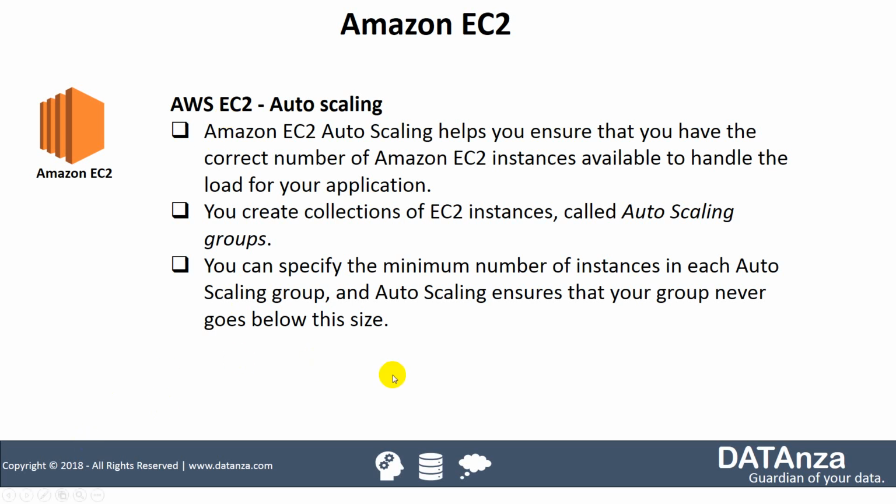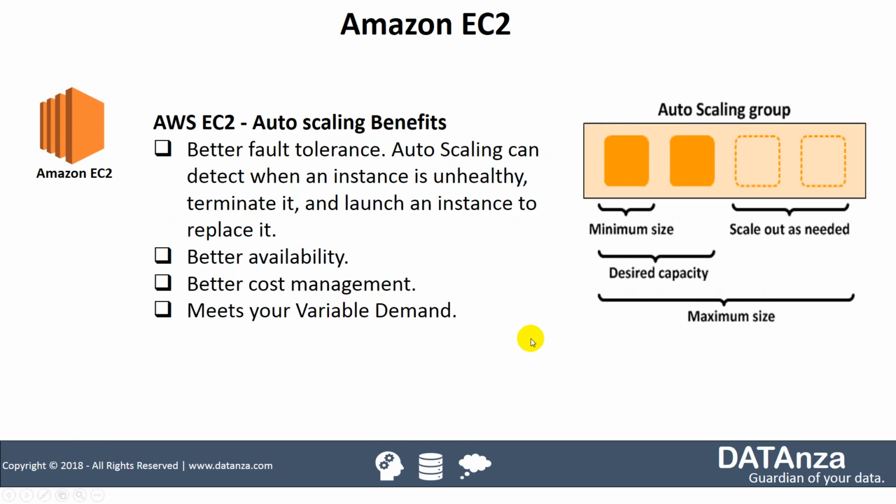So EC2 Auto Scaling is one of the very good features. The benefit is better fault tolerance. If one instance is unhealthy, terminate it and launch an instance to replace it, so another new instance will come up. So better availability. As I said, if one is unhealthy or terminated, you can simply launch another instance.